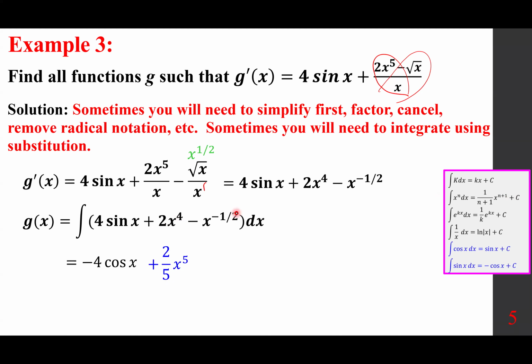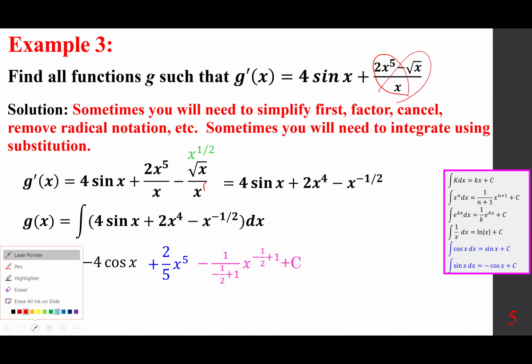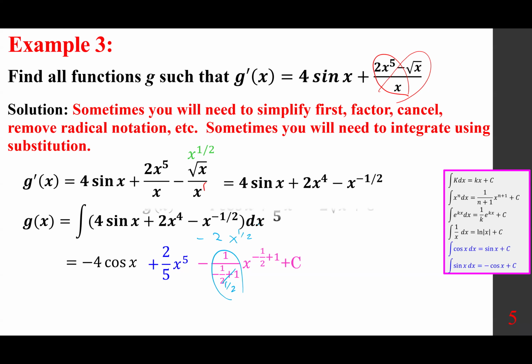This one, negative 1/2 is the exponent. So minus 1 over negative 1/2 plus 1, x to the power of negative 1/2 plus 1, and a constant. This means 1/2. This means 2. So minus 2 x to the power of 1/2, which is minus 2 square root of x. And that's the final answer.